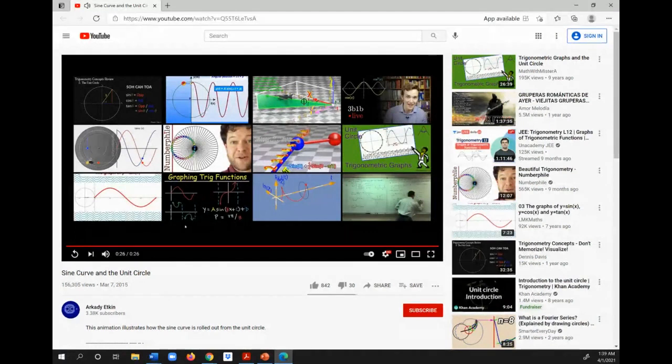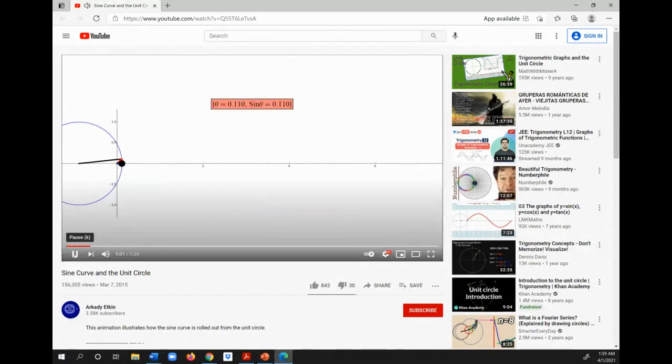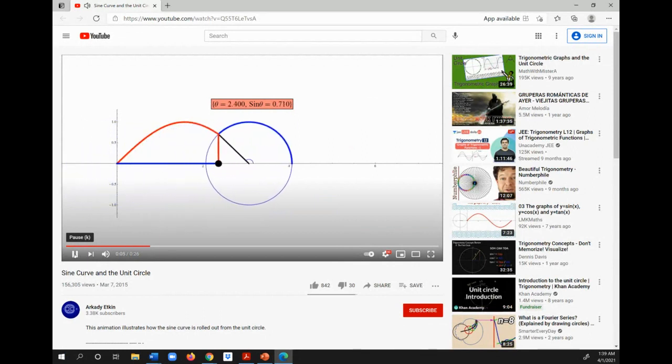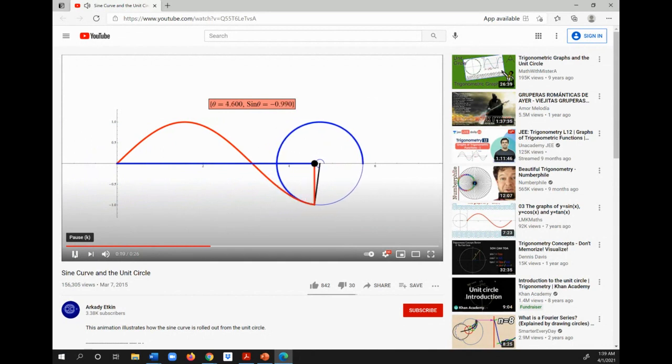Okay, so I'm going to play that one more time so we can see. As you go around the unit circle, the graph is being plotted on the XY plane. And so this is what a period or a complete revolution of the graph of sine would look like.